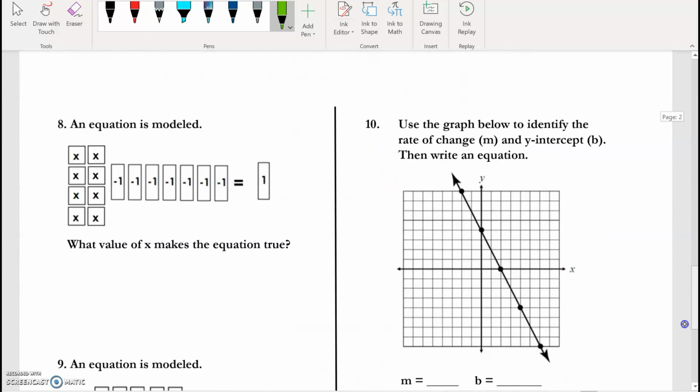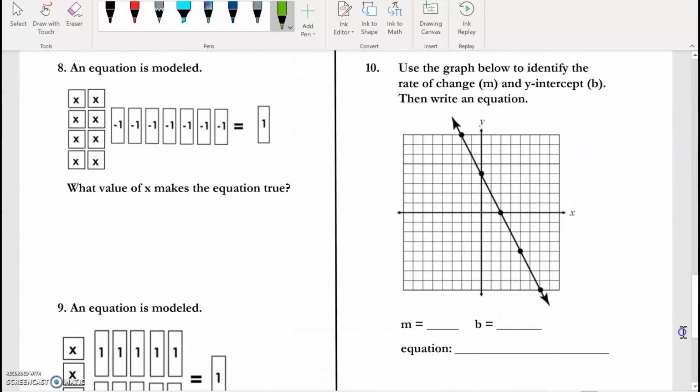When you get down to number 10, this is a review of our equations, our linear relationships of y equals mx plus b. So remember back, we used our b for our y-intercept, and we would always color our y-axis. And then we used our m for our rate of change, and that's where we talked about Louis.